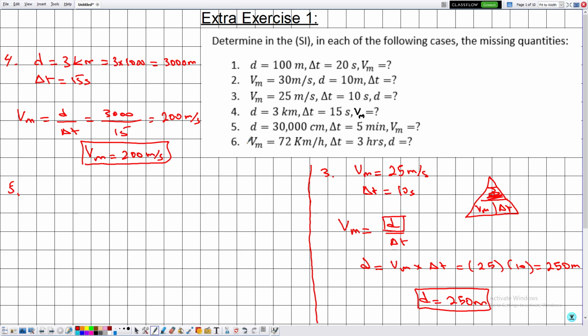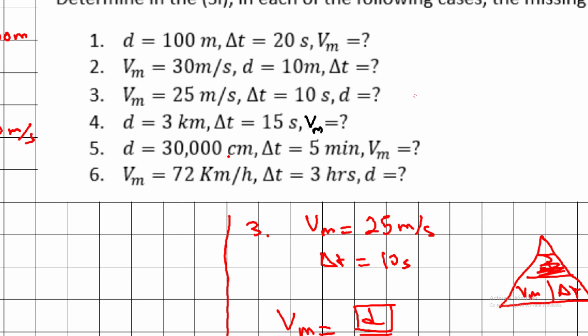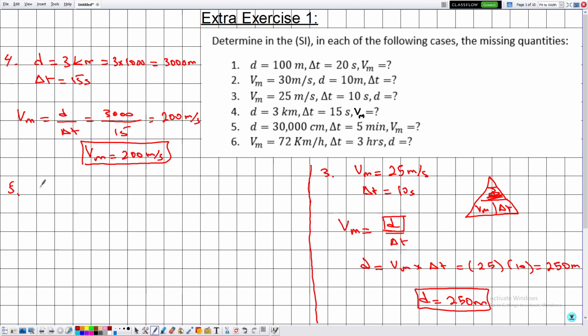Now in part 5, d is equal to 30,000 centimeters.